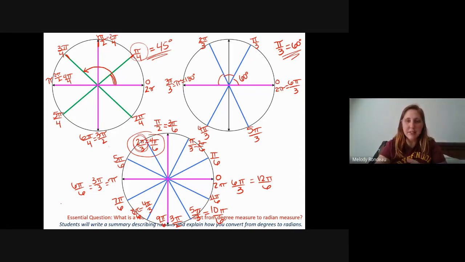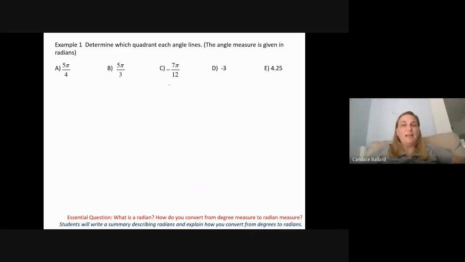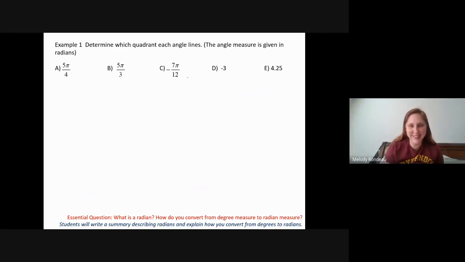All right, so let's see how we actually use that process to help us out on some of the questions we're going to see. All right, so this says determine which quadrant each angle lies in. That's weird. We need to fix that typo. Lies. Yeah. The angle measure is given in radians.